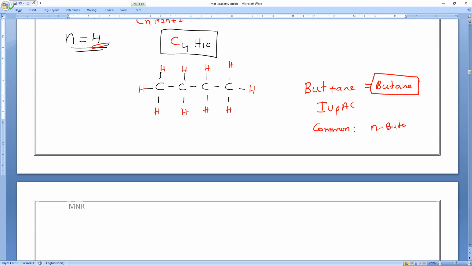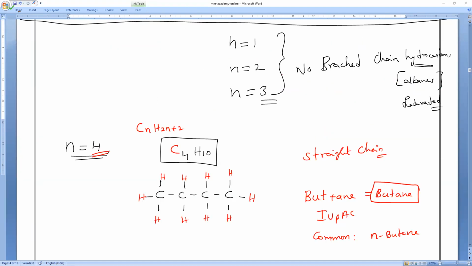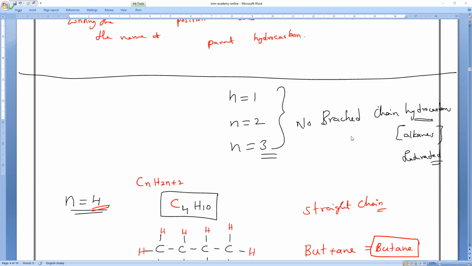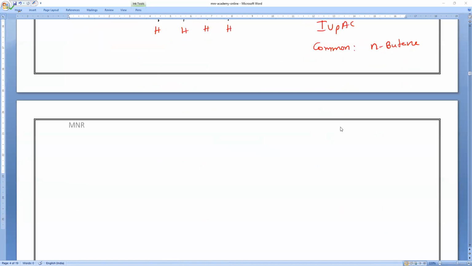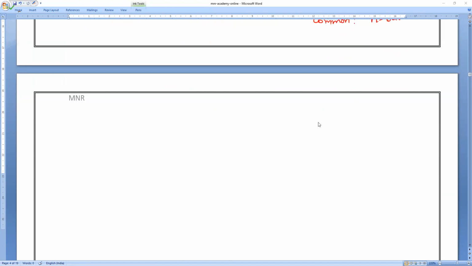IUPAC name is butane. And what is the common name, all of you? n-butane. So now, this is a straight chain, butane. Now, if you have taken branched chain, as I said, n equals 1, n equals 2, n equals 3, no branched chain hydrocarbons will form. Only n equals, where will it start, guys? n equals 4. Clear, everybody?